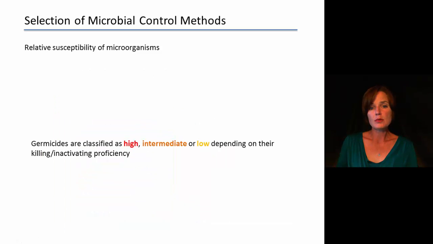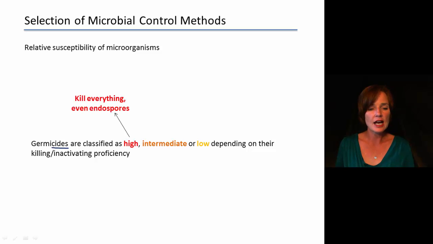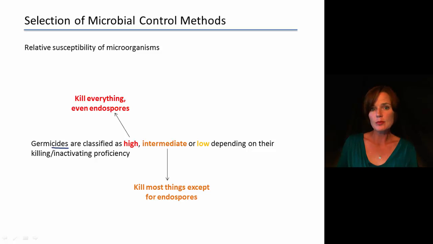If we talk about some terminology, we have germicides being classified as high, intermediate, or low, depending on their killing or inactivating proficiency, so how effective they are. When we use that term germicide, notice that it has the suffix "cide" on it, which goes along with something that is going to kill or permanently inactivate. If something has a high capability, it is going to be able to kill everything. And when we say everything, it is killing things at the top of our list, which certainly includes bacterial endospores.